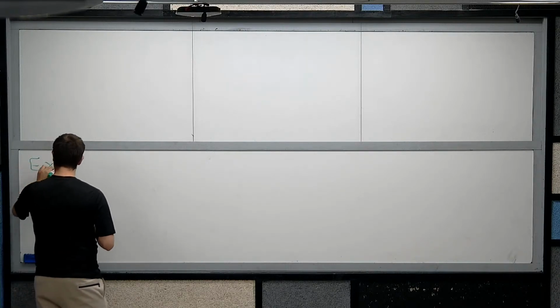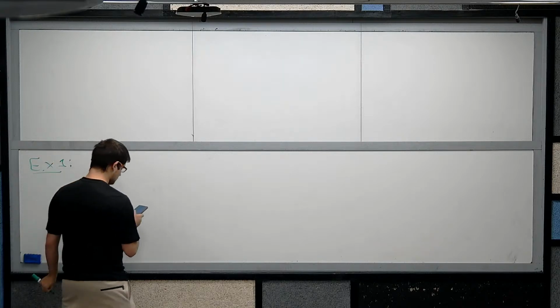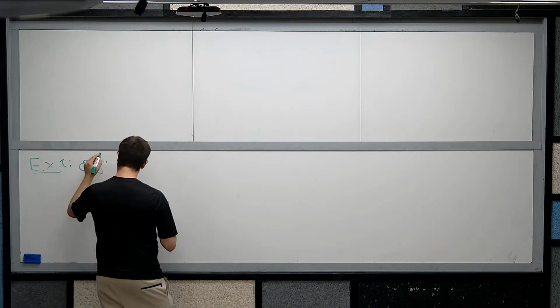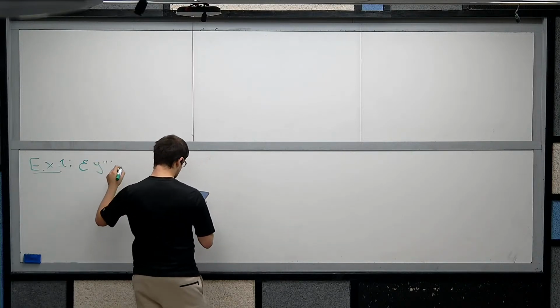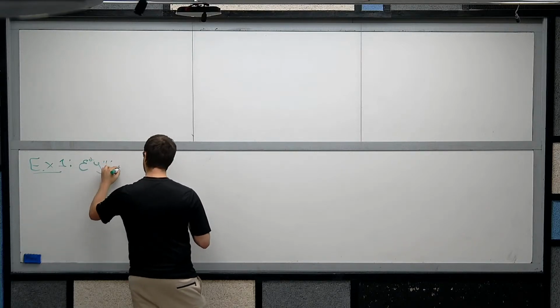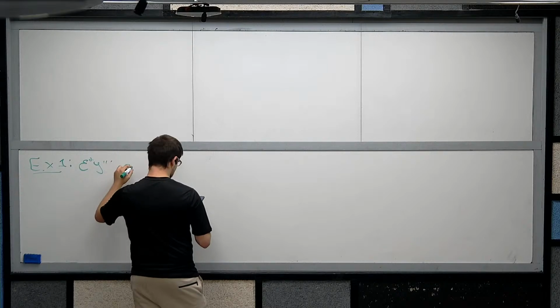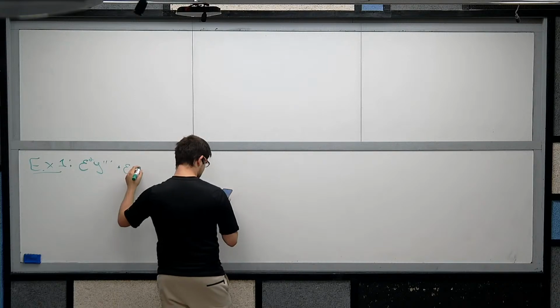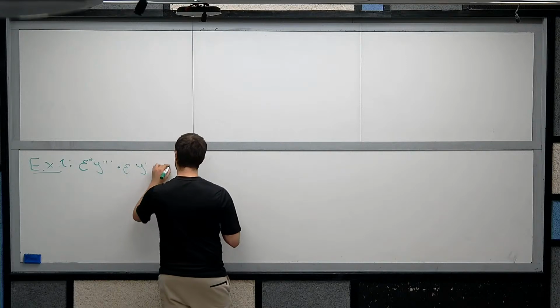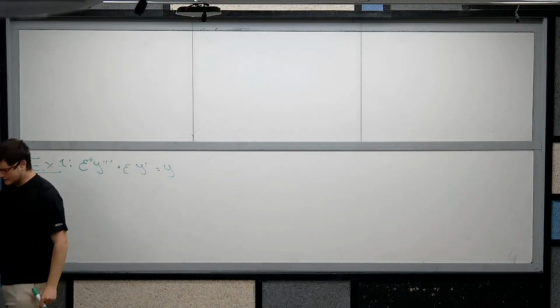So let's start from writing the equation. So example 1, it is epsilon y triple prime plus epsilon squared y prime equal to y. So that is the first example.